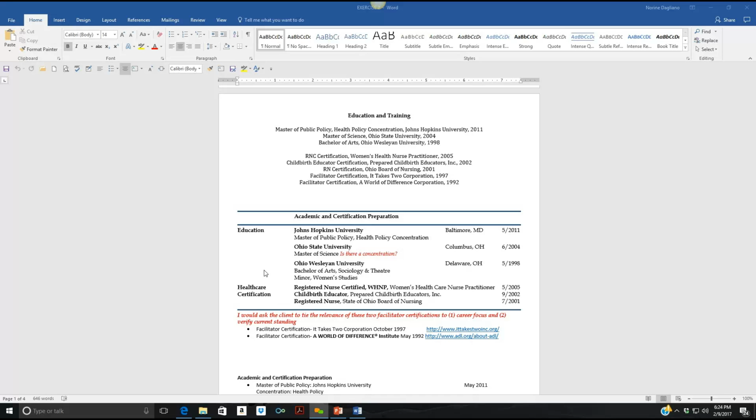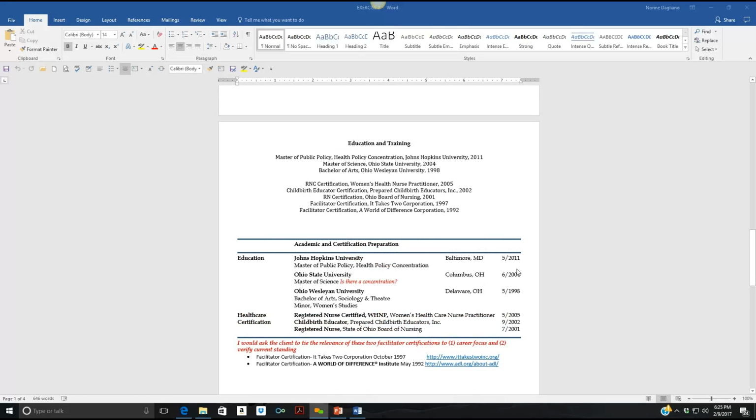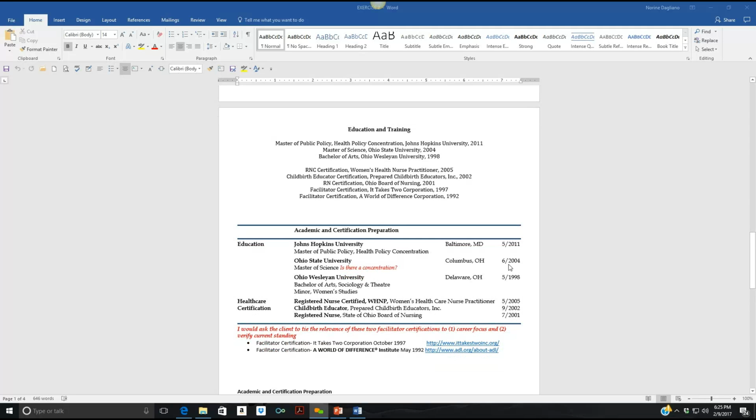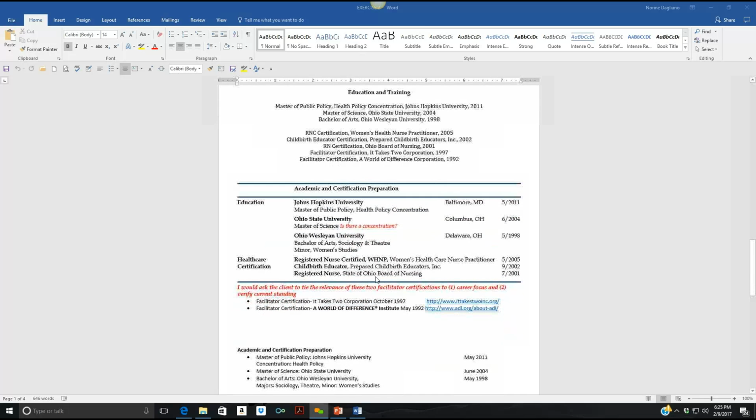This writer really took a lot of time to try to lay this out, and it looks real nice. This writer also chose to include the month with the year. So that is certainly an acceptable possibility, too. There's nothing wrong with that. This writer called out the fact that we don't know what the concentration was for the Master of Science. So that definitely would be something that you'd have an opportunity to clarify when you talk to the client.